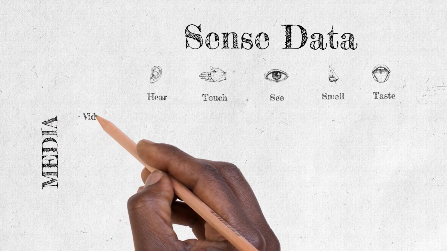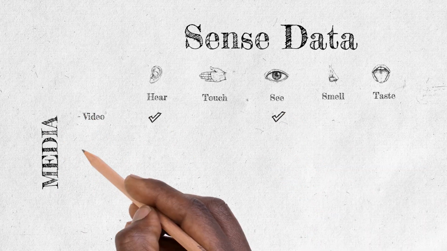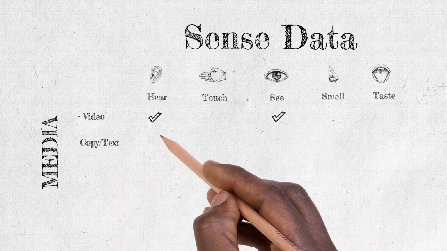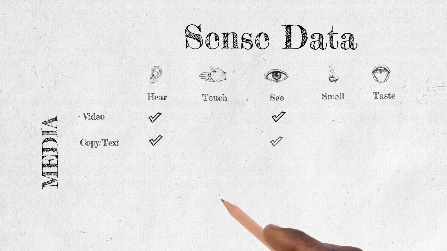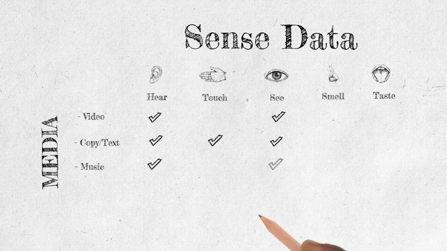For example, video engages two senses, which is sight and sound. Copy or text can engage three: a sound, a sight, and a touch if printed on paper or as braille. Music engages our hearing and sight as a video, while food engages all five.